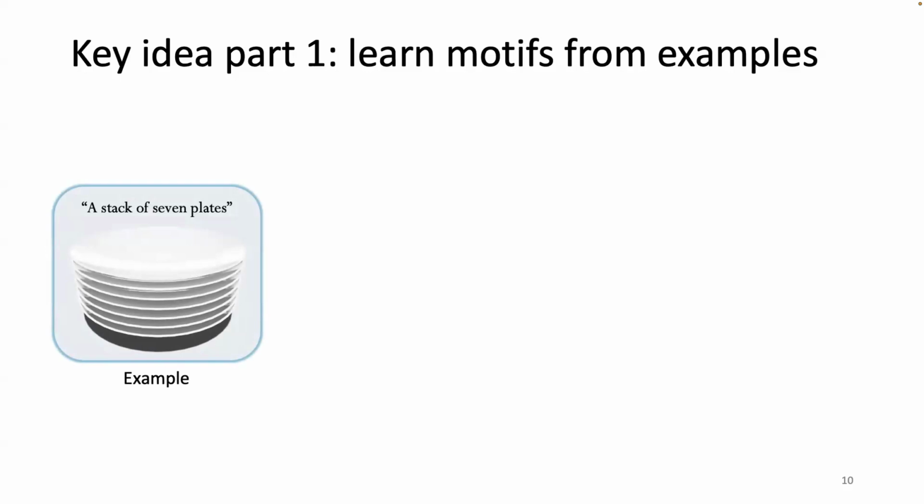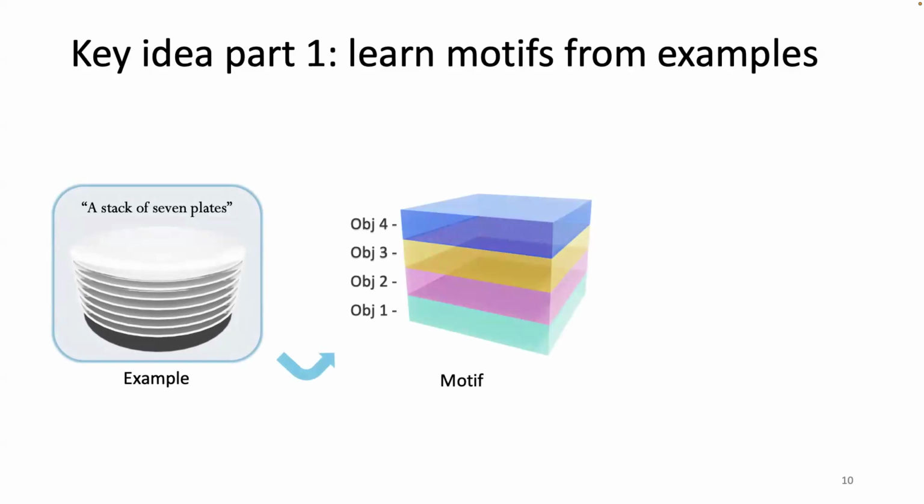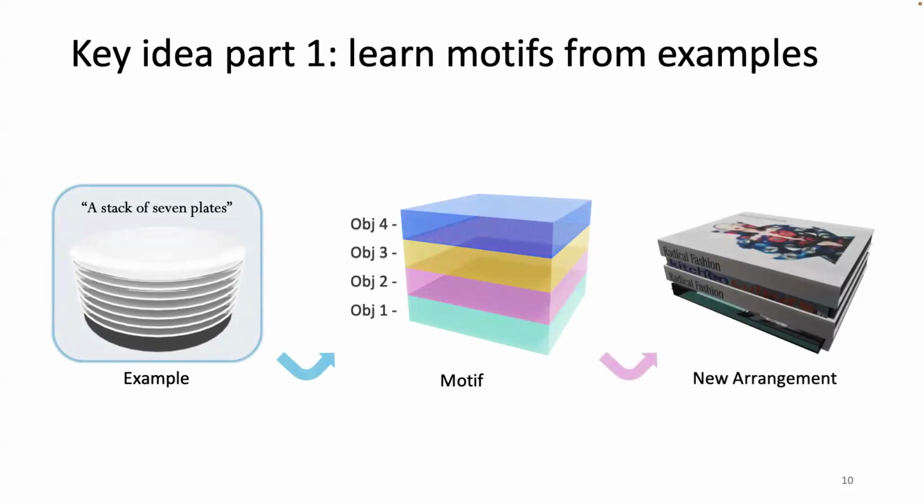Examples like the one that you see here, a stack of cement plates. A person maybe designed this and gave it to us and said, this is what a stack of plates looks like. If we can extract the basic spatial pattern or motif out of this, then we can perhaps hope to generalize to other types of objects of a similar arrangement, such as a stack of books.